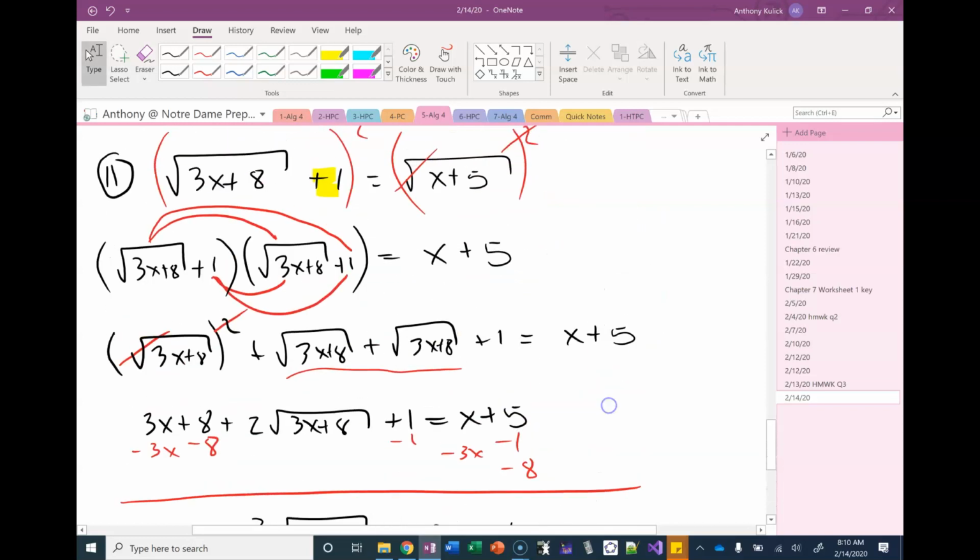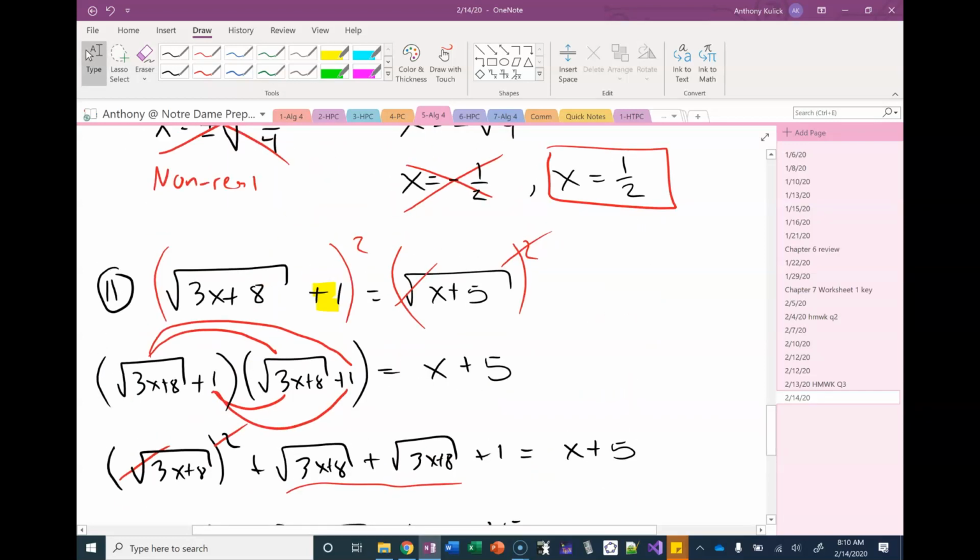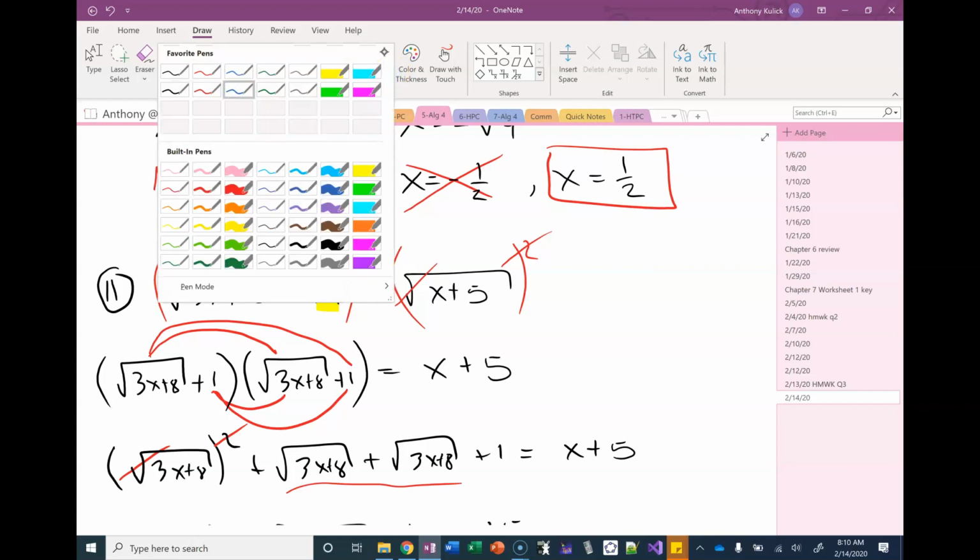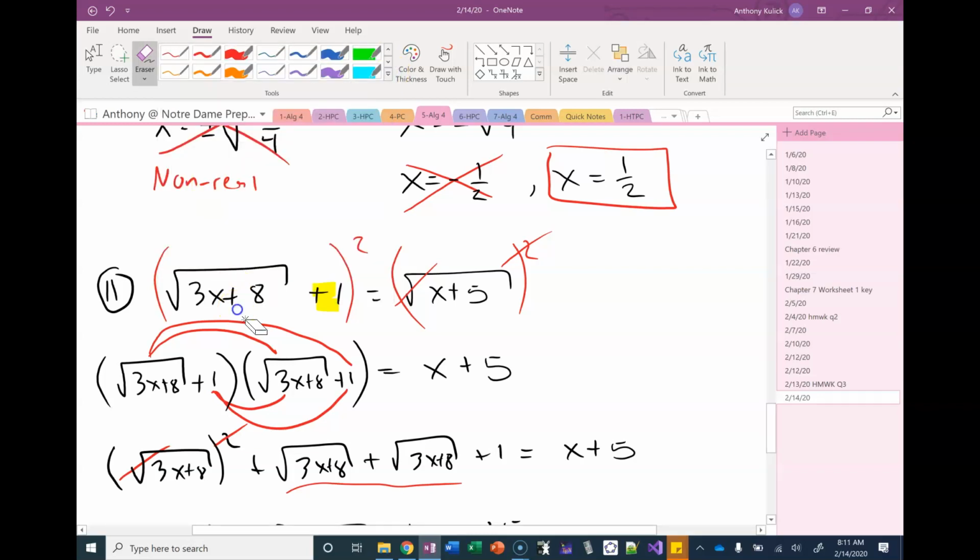Oh, guys, I see the issue. All right, so time out here for a minute. Everybody's gonna get angry. Don't get so angry. So this was supposed to be minus 8 here.